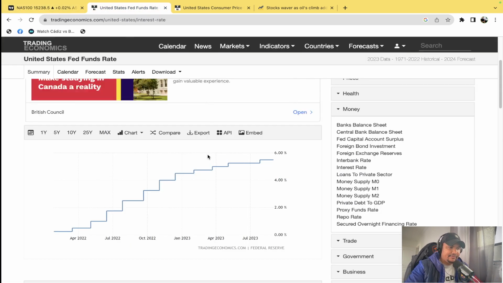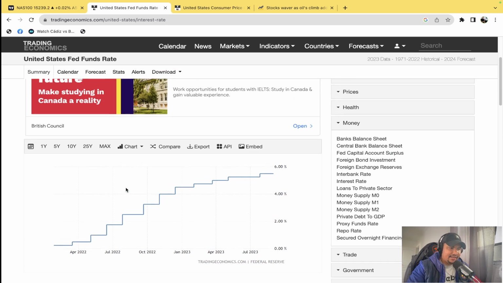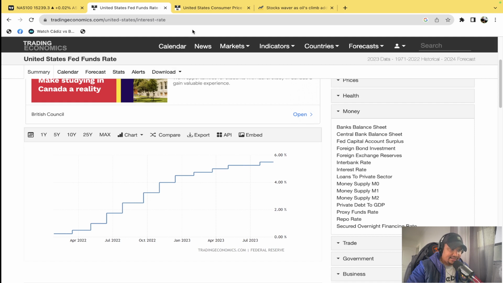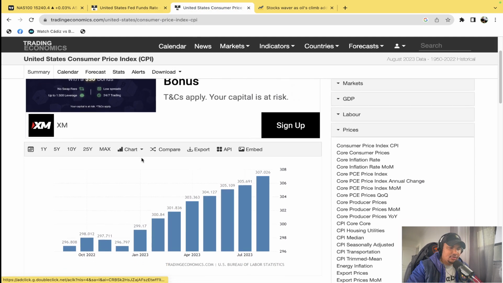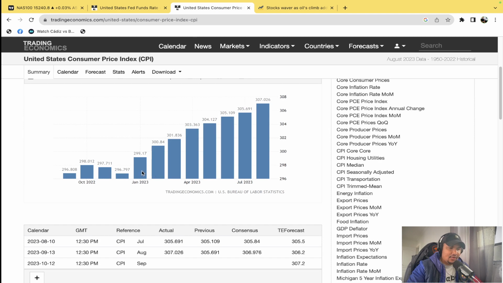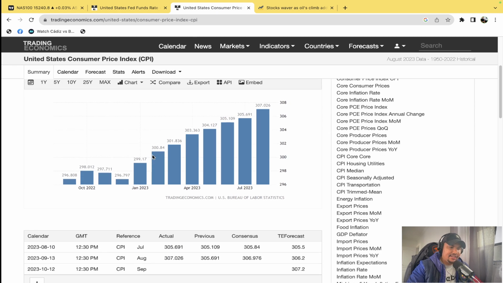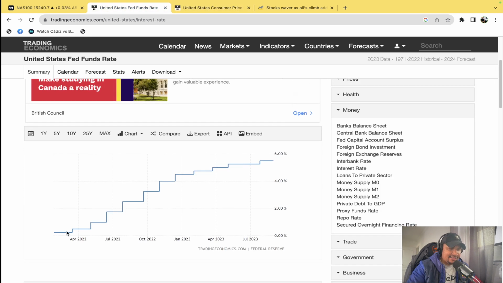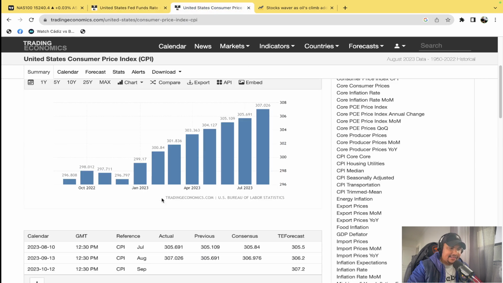Here's a graph from the United States Trade Economics website, and I want to show you exactly. This is the Federal Reserve interest rate. This is the US Consumer Spending Index. You can see here how, as the CPI had increased, or the consumer spending had increased, the Feds desperately kept on hiking the interest rates, trying to bring down inflation or consumer spending, but they have not had much luck doing that.